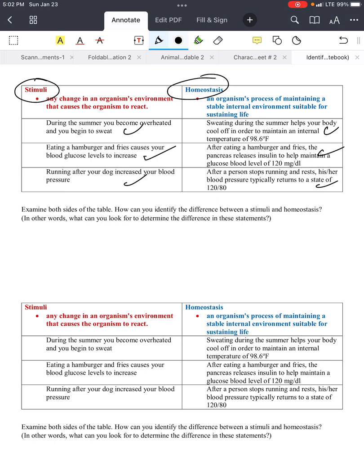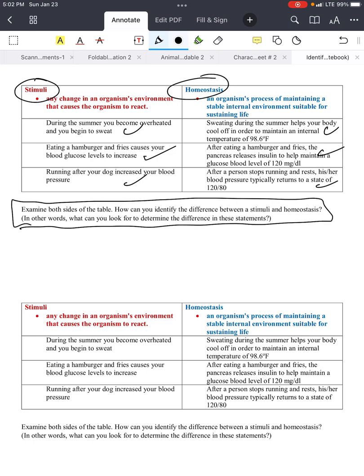So I want you to read through those, and then I want you to answer this question. And you are going to glue this sheet into your notebook, and then answer this question. And then on Friday, we'll go over that together and make sure you're on the right track. So that's the first thing I'm going to have you do.